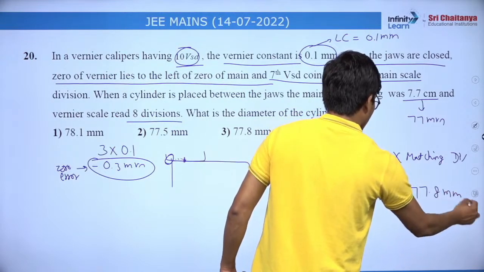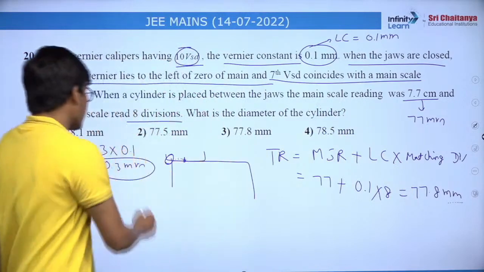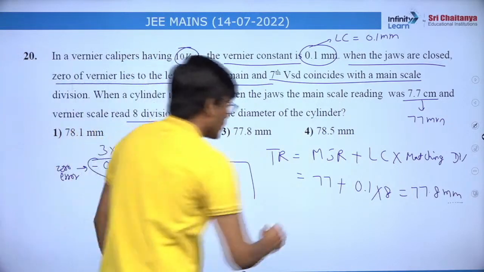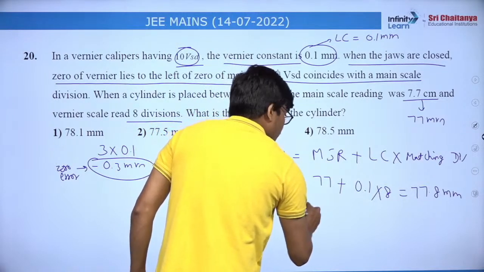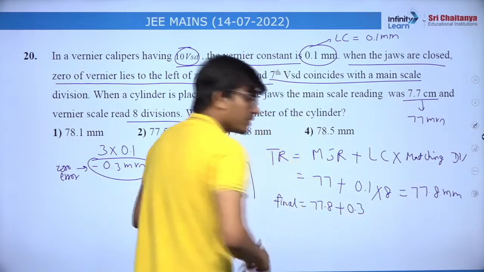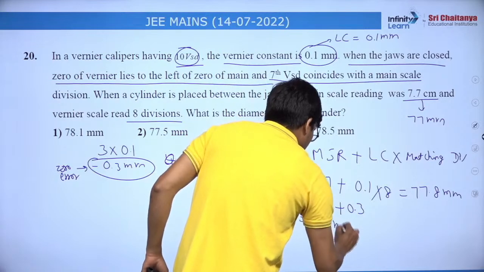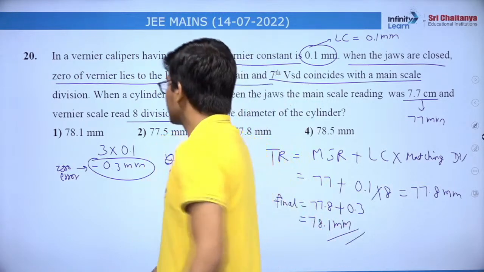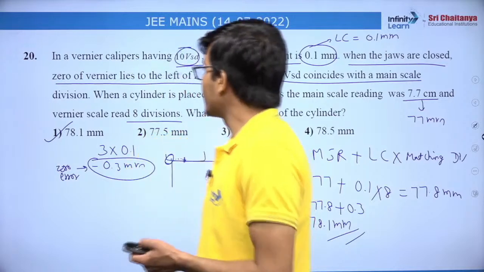77.8 mm is the total reading, but this scale has this much zero error, so my true reading or the final reading should be, if I have negative zero error, I have to add it in the final result, right? So it will be 78.1 mm. So that is the first option. All right, moving ahead.